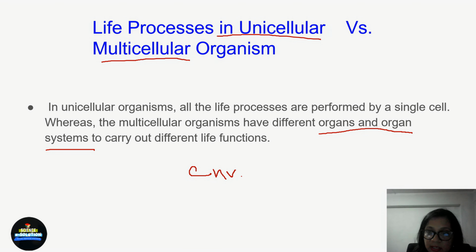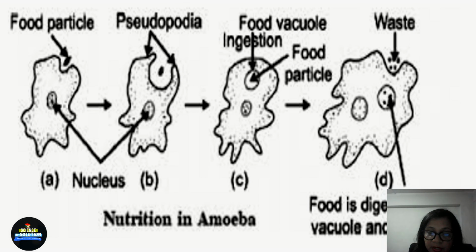Whereas in unicellular organisms, we can see very clearly here an unicellular organism, amoeba, which extends its false feet. With the help of it, it can perform different functions. So let us see, this is nutrition. This is like a bacteria. Suppose an amoeba is feeding on a bacteria. So this is how it takes nutrition from the single cell.